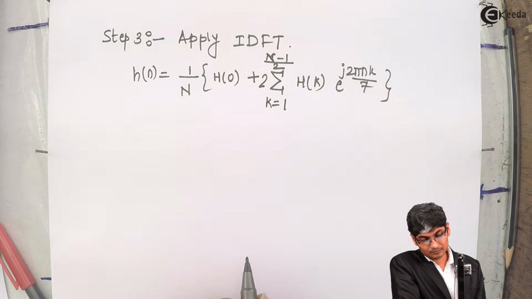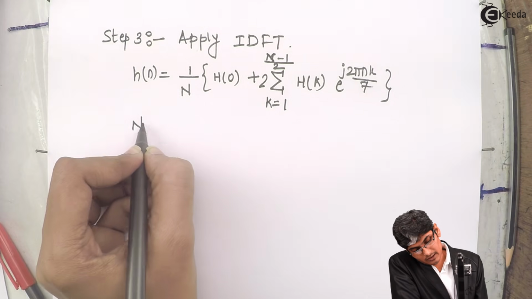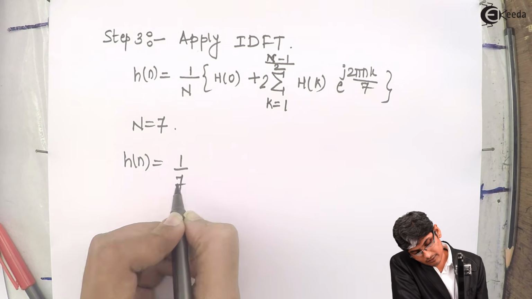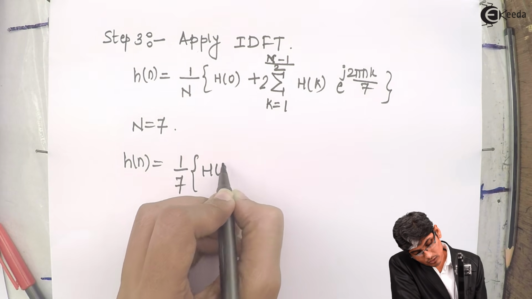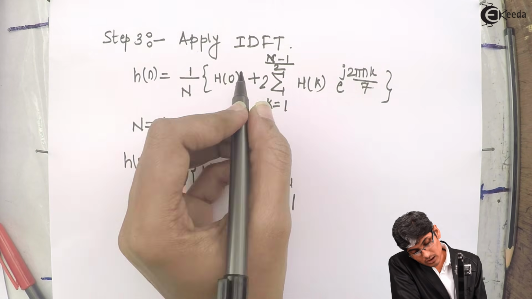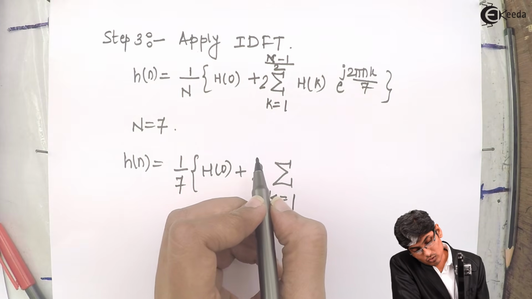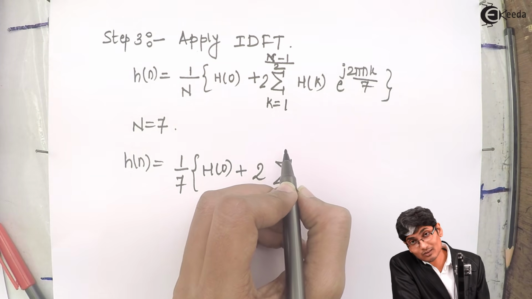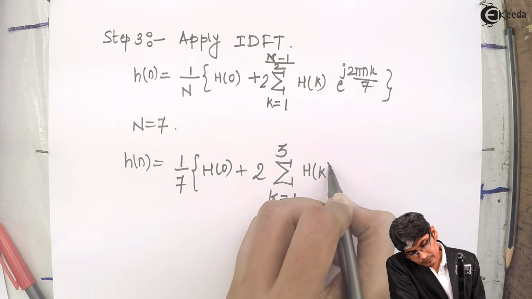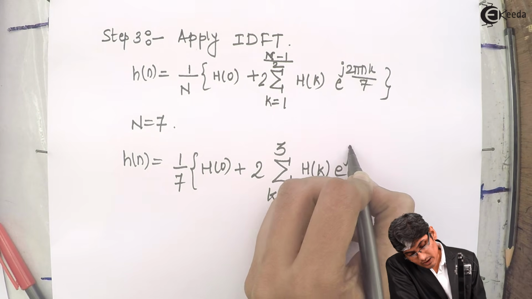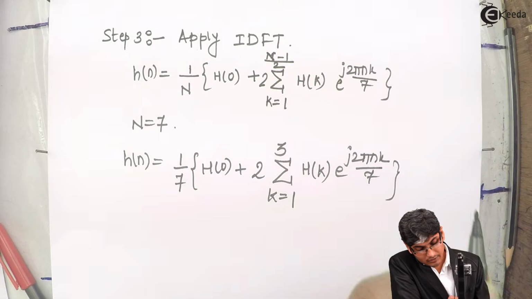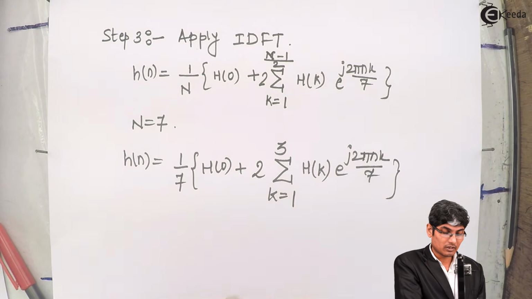This will be my function, right? So if I put n is equal to 7, then I'll get h of n equals 1 by 7, then h of 0 plus 2 times summation k goes from 1 to (7 minus 1) by 2. So 7 minus 1 by 2 is 3. H of k, e raised to j 2 pi n k by 7. I put 7 over here; in the previous step also, it will remain the same.